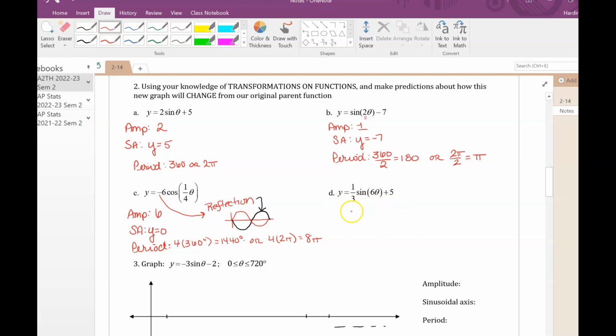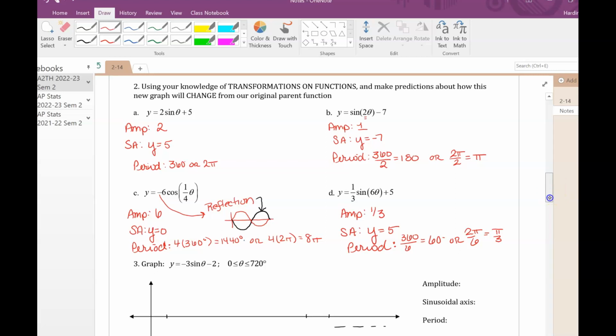All right, part D, the amplitude, it's got a vertical shrink by a factor of 3, so that's going to be the amplitude. The sinusoidal axis is going to be at y equals 5. The period of the graph, this is a shrink by a factor of 6. So either 360 over 6 or 2 pi over 6 is the period of the graph.